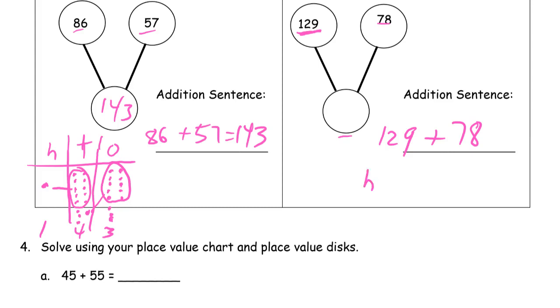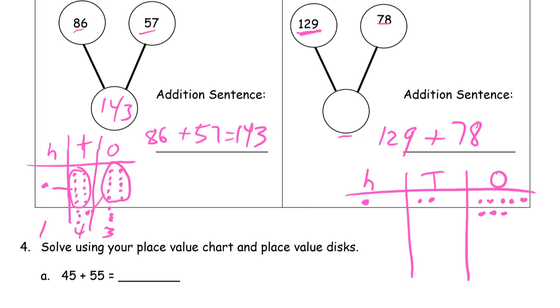So hundreds, tens, and ones. I'll make this, see if I can make this chart use a little more room here and go sideways. So we need 100, two tens and nine ones. 1, 2, 3, 4, 5, 6, 7, 8, 9. And now 78, that's 7 tens. 1, 2, 3, 4, 5, 6, 7, and 8 ones. 1, 2, 3, 4, 5, 6, 7, 8.